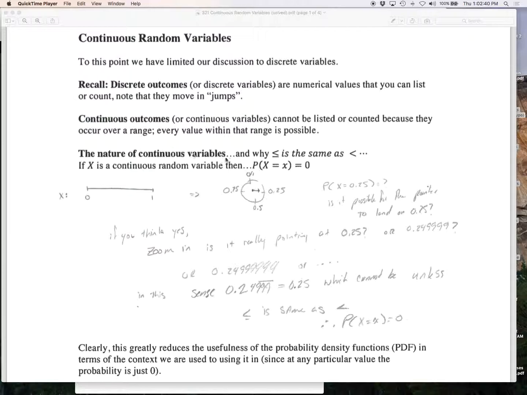Okay, so I need to explain something. In a continuous random variable, the less than or equal to sign is actually the same as the less than sign. The greater than or equal to sign is actually the same as the greater than sign. Really, the equal sign, the probability of anything happening exactly, is zero chance that happens.